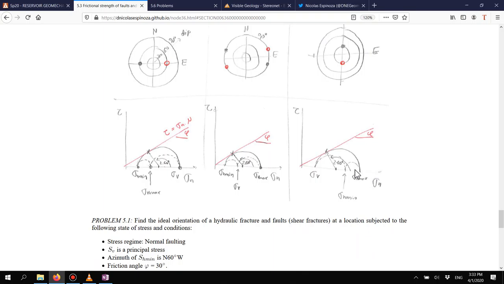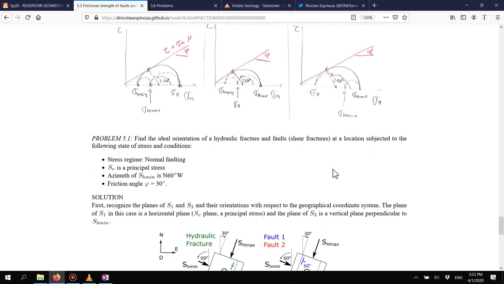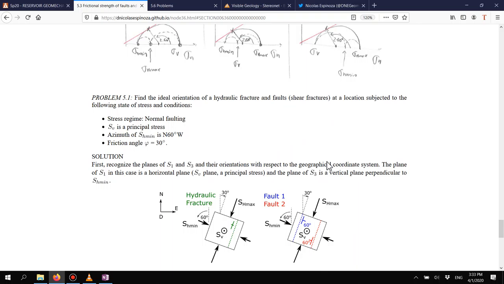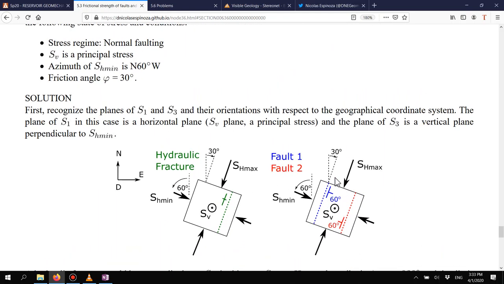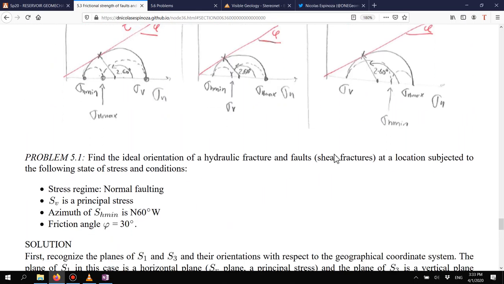Let me just work on one example that uses the concepts that we have seen before in order to predict what will be the orientation of shear fractures or faults, and also the ideal orientation of a hydraulic fracture at a given place with a given orientation of stresses. The part of the hydraulic fracture you already know, but we're still going to use it to complete this particular example. Okay, so here we have a problem.